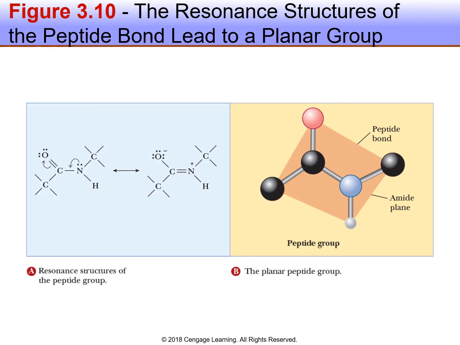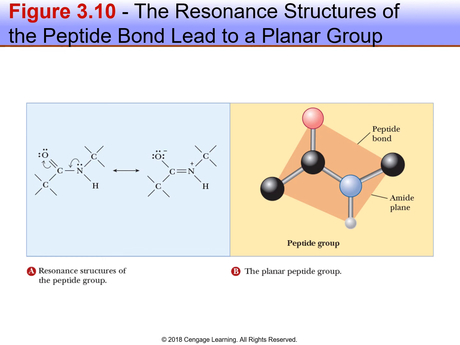So you see here, this is not a pure single bond, and this is not a pure double bond, because of this moving of electrons. We call these the resonance structures of the peptide bond, and due to this there is no free rotation about the peptide bond.